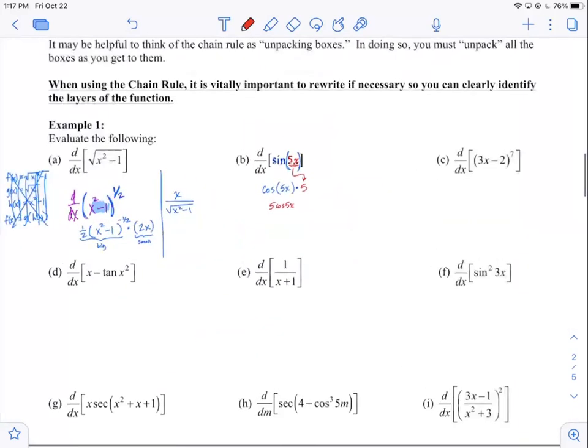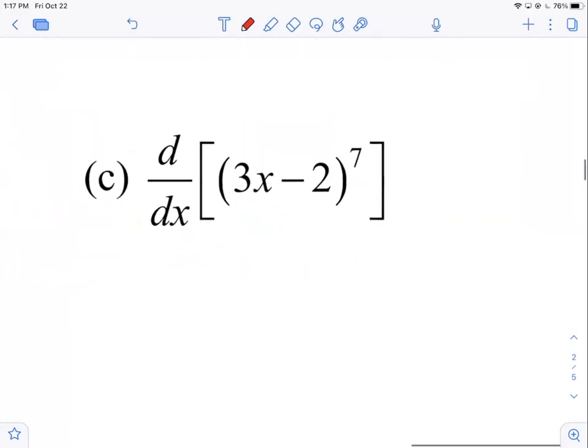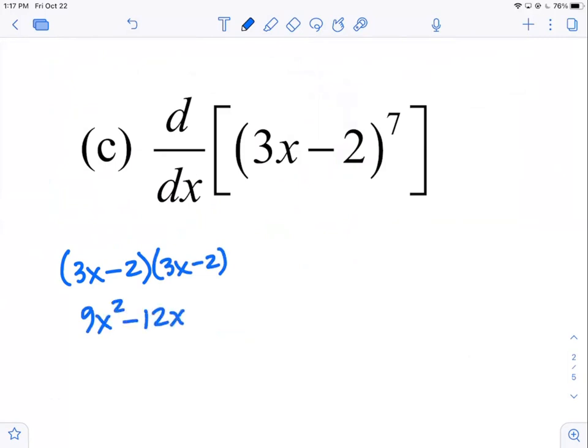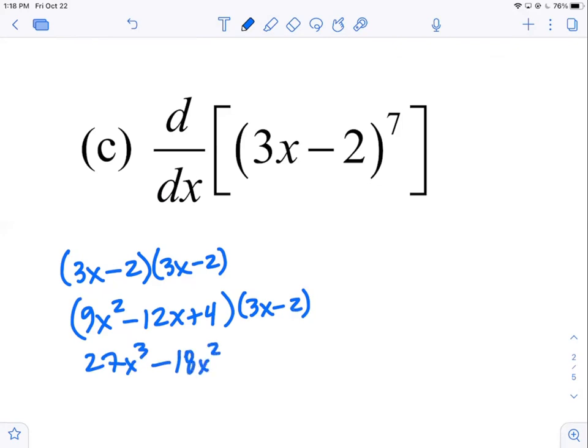Nothing to it. So A, B, C, you do C on your own. Okay. On your mark, it said go. I'm going to do it on my own, and we'll see who finishes first. Are y'all done?